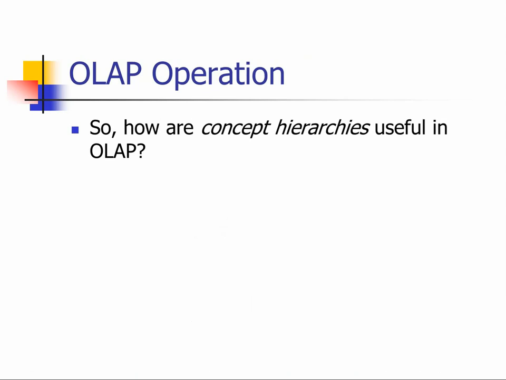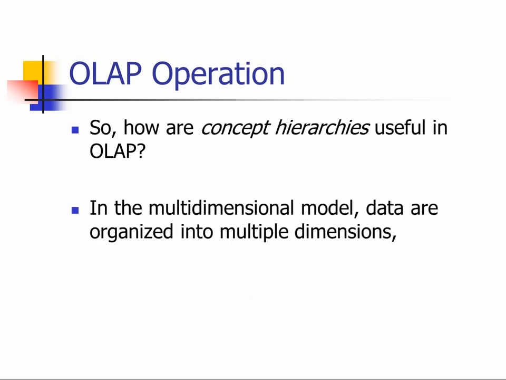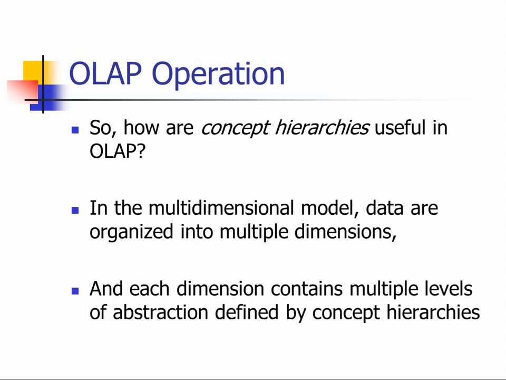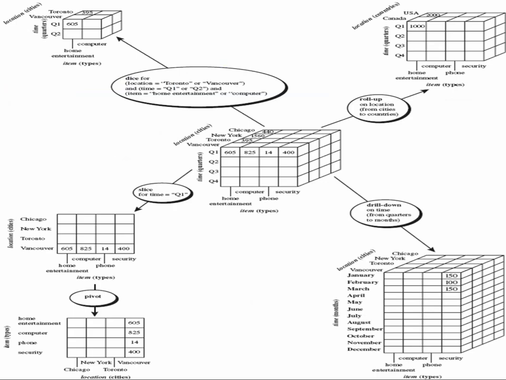So how are the concept hierarchies useful in OLAP, in the data warehouse? It is in the multidimensional model. Data are organized into multiple dimensions, and each dimension contains multiple levels of abstraction defined by concept hierarchies. So the idea is this: once you have your data cube, you can do many different operations, and one important thing about the data warehouse is that all of these are pre-calculated. So it's not really using real-time calculations.